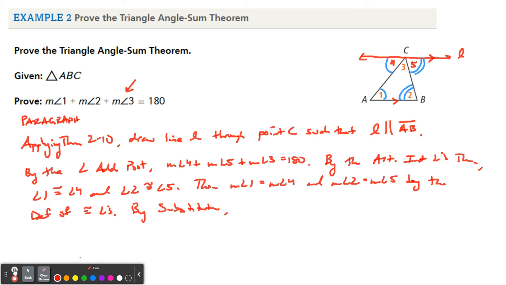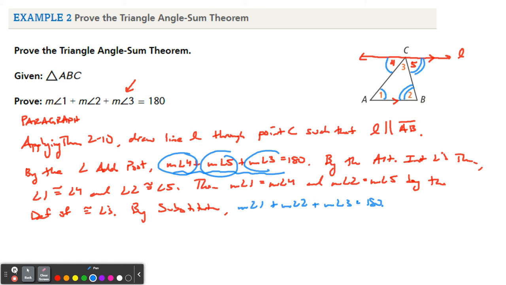in this equation right here, we're going to take out angle 4, put angle 1. We're going to take out angle 5, put angle 2. The measure of angle 1 plus the measure of angle 2 plus the measure of angle 3 will equal 180. And we proved it. And that's your theorem.